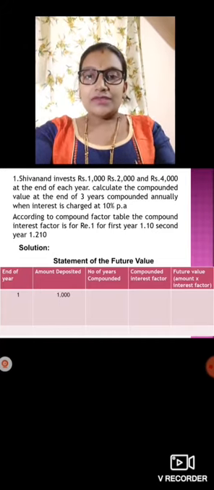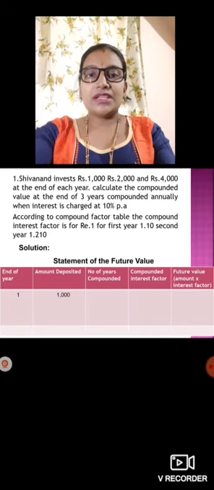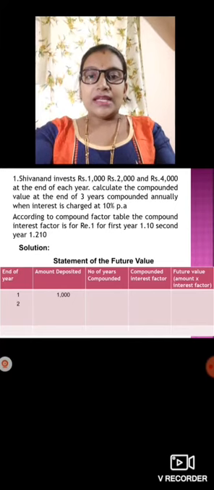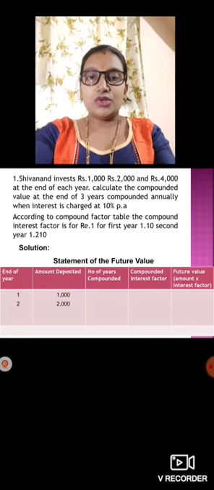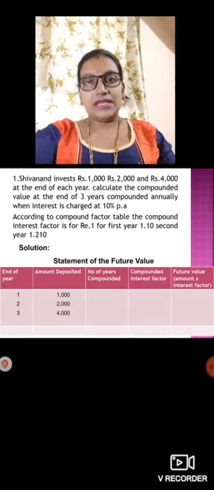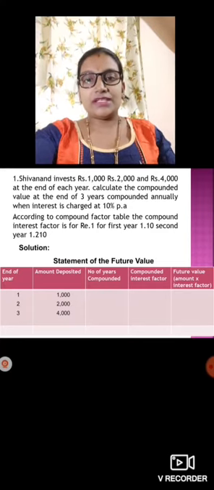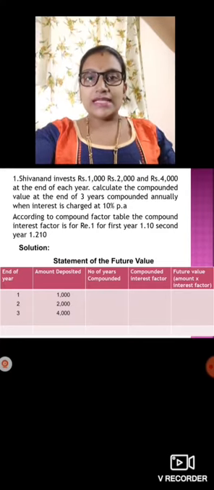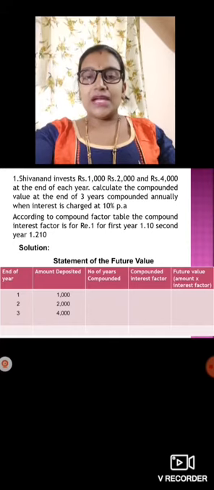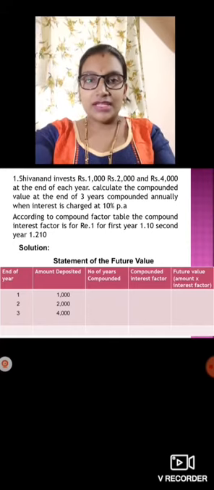So first we will take the first year, how much he invested, 1000. Second year, how much he invested, 2000. And third year he invested rupees 4000, because 3 times he invested. First year it is 1000, second year it is 2000 and third year it is 4000.